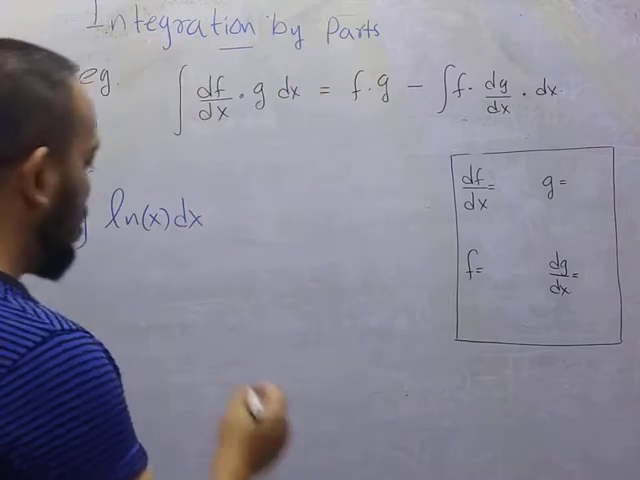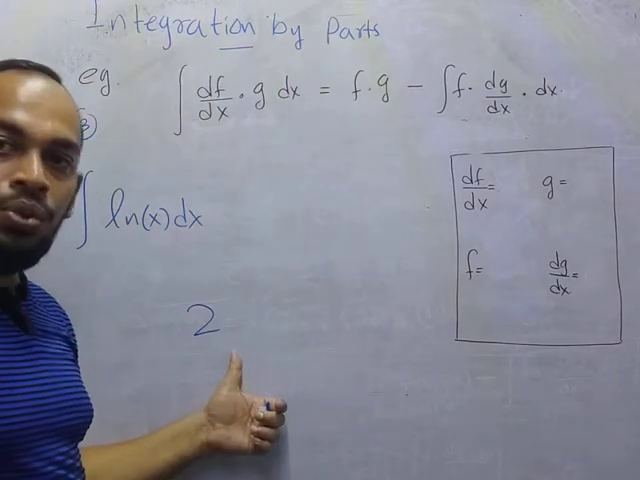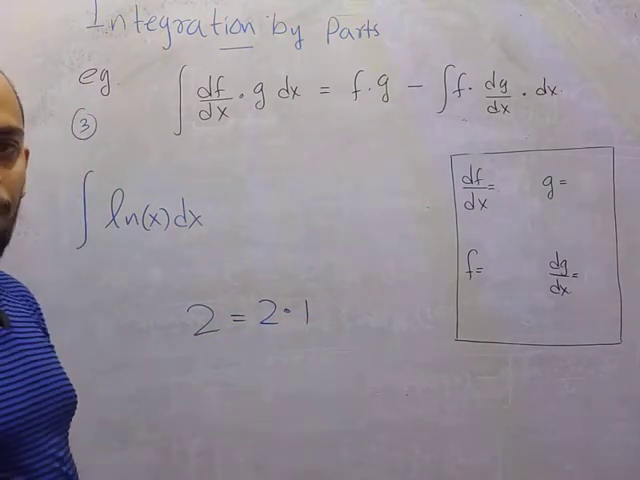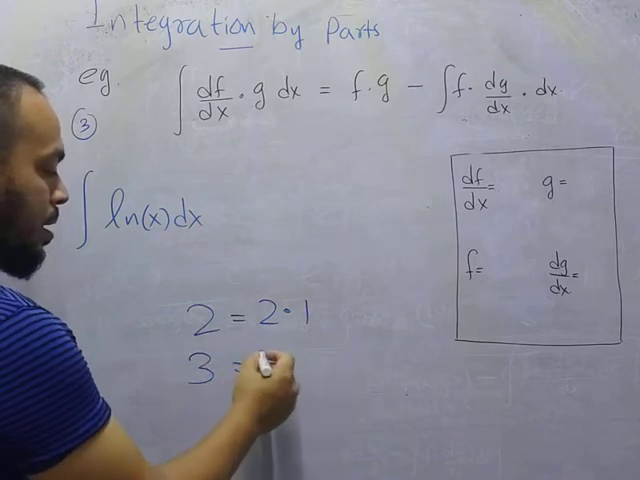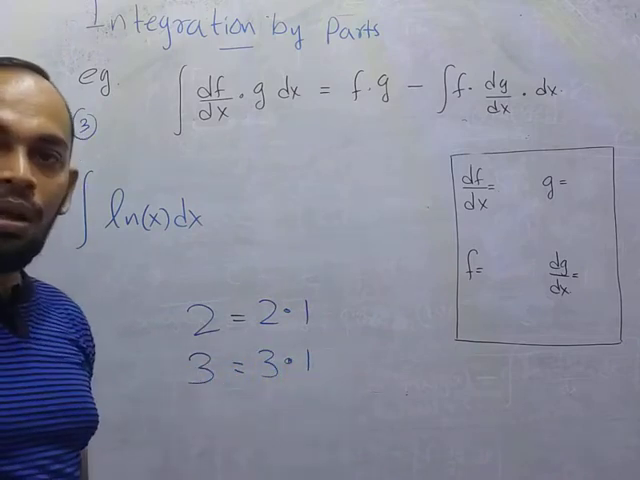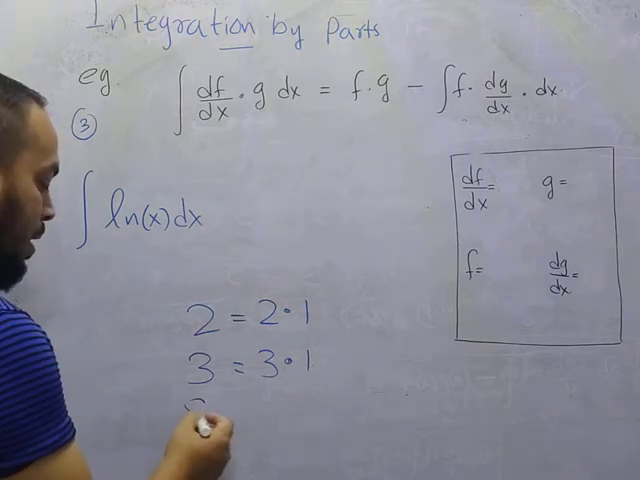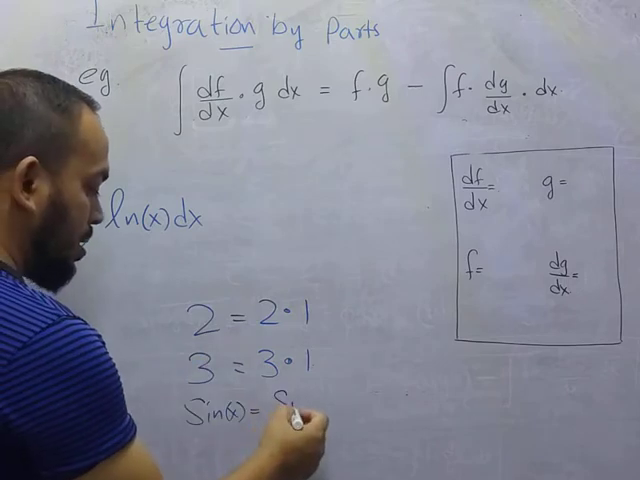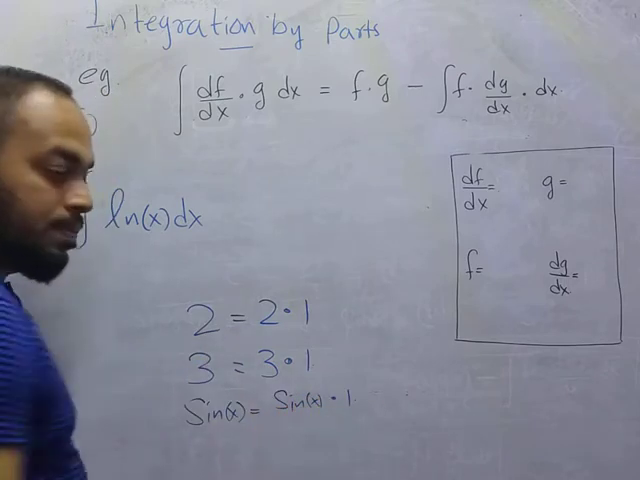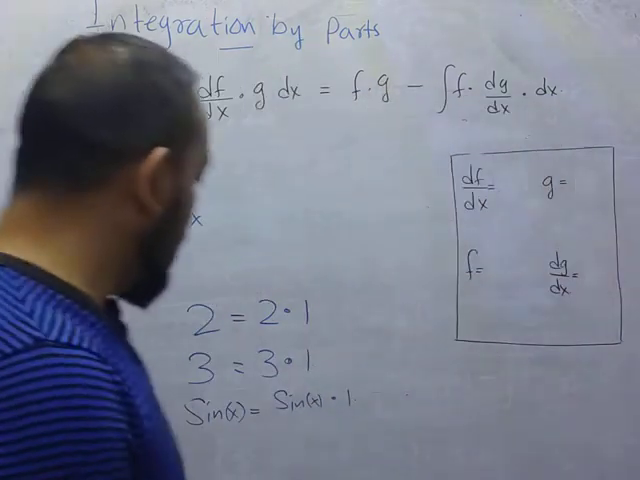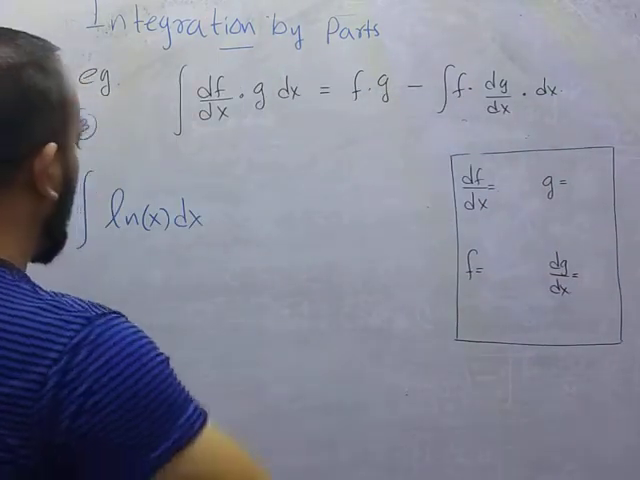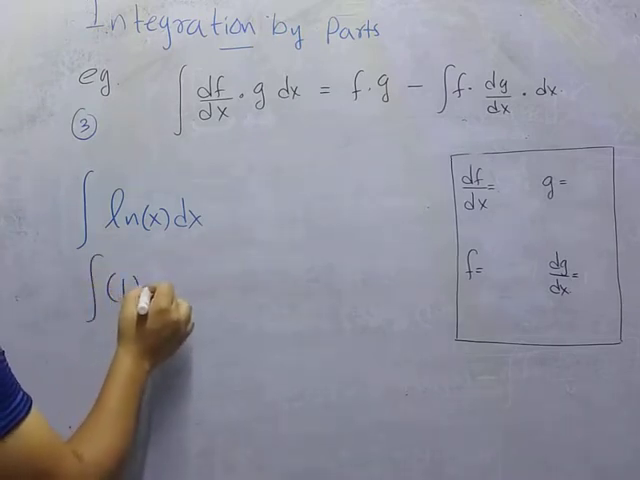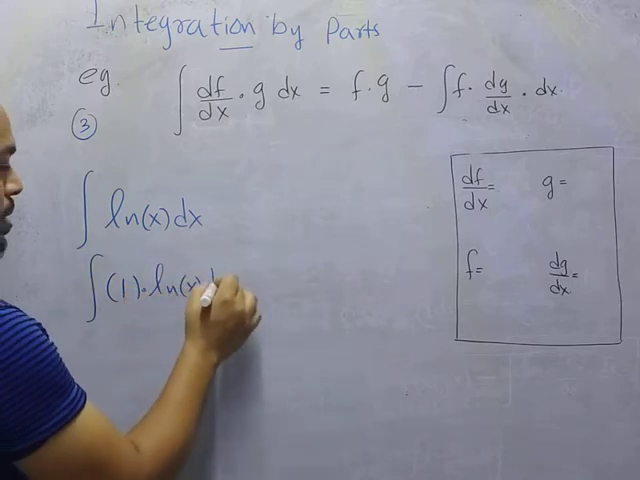So suppose if I write 2, I can write 2 as a product of two numbers, 2 into 1. Right? If I want to write 3, I can write 3 as a product of two numbers, 3 into 1. If I want to write sine of x as a product of two things, I can write sine of x into 1. So I'm going to use this technique here as well. So I'm going to rewrite it again: 1 times ln x dx.